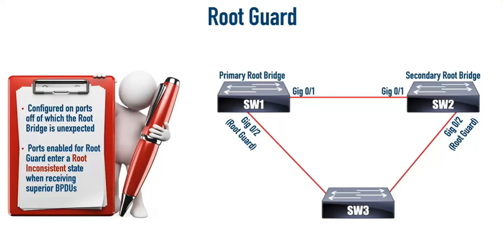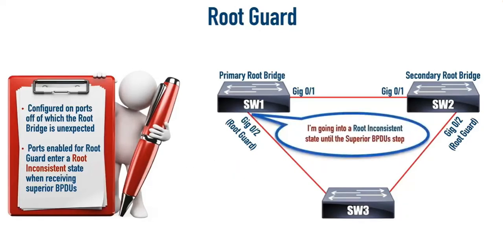In this example, let's imagine that a bad actor has added switch 3 to the network, and they connected into switch 1 and switch 2. They're trying to become the root bridge and force traffic through switch 3. But when that superior BPDU goes into the switch 1 port that is enabled for root guard, it's going to say, oh no, there is a superior BPDU that is appearing on a port enabled for root guard. As a result, I'm going to go into a root inconsistent state and not elect switch 3 as the root bridge, and I'm going to stay in that root inconsistent state until those superior BPDUs stop.